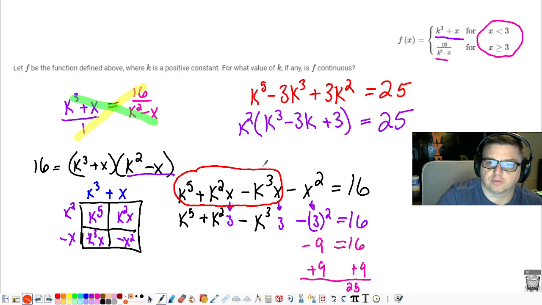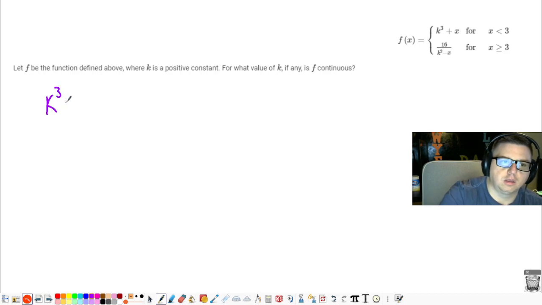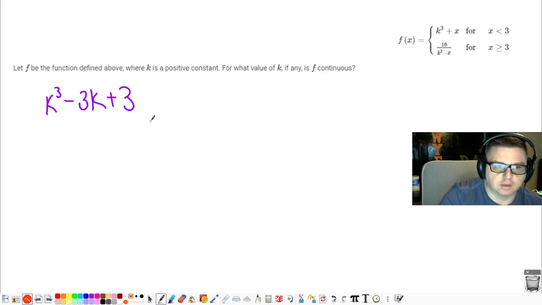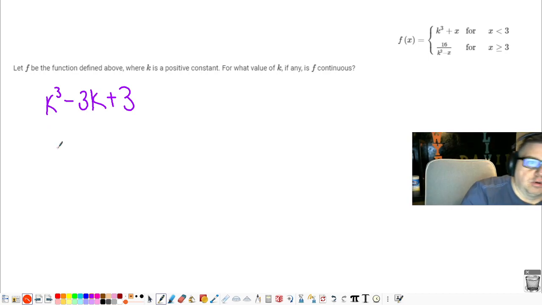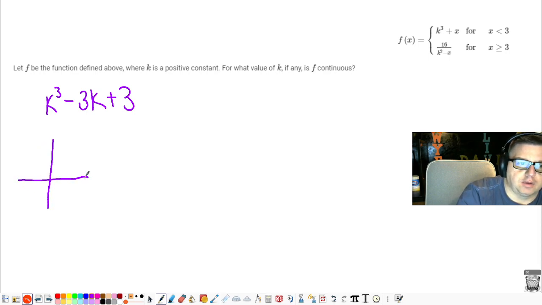Well, that's not a positive constant. So now we have to look at this right here and see if we can make something of k cubed minus 3k plus 3, and see if we can do anything with that. Now, when you look at just factoring in general, I don't know if we can do it, that's not a perfect cube. So what I would suggest doing for this problem is graphing it and seeing what the graph looks like.